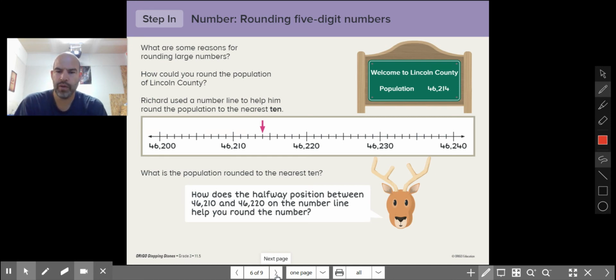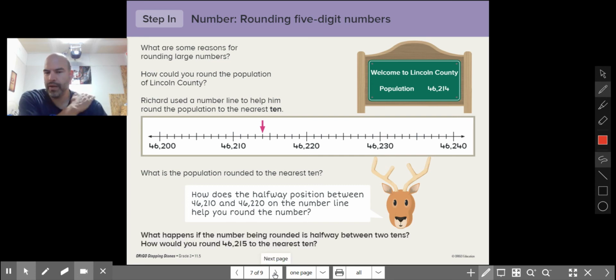Okay, now it says, how does the halfway position between 46,210 and 46,220 on the number line help you round the number, right? If we look at the 10 to the 20, right? Think about just those two place values because that's what we're rounding to. We can see that 14 will round down to the 10 versus up to the 20. All right. Now it says, what happens if the number being rounded is halfway between two tens? It says, how would you round 46,215? Remember we said if it was 5 or greater, we're going to round up to the next 10.